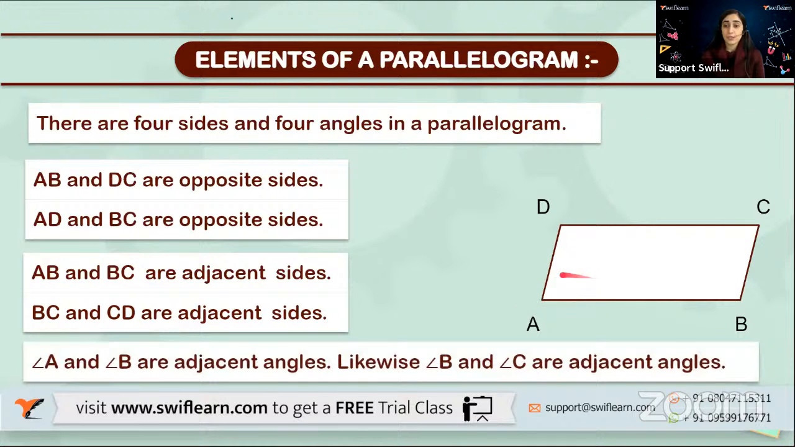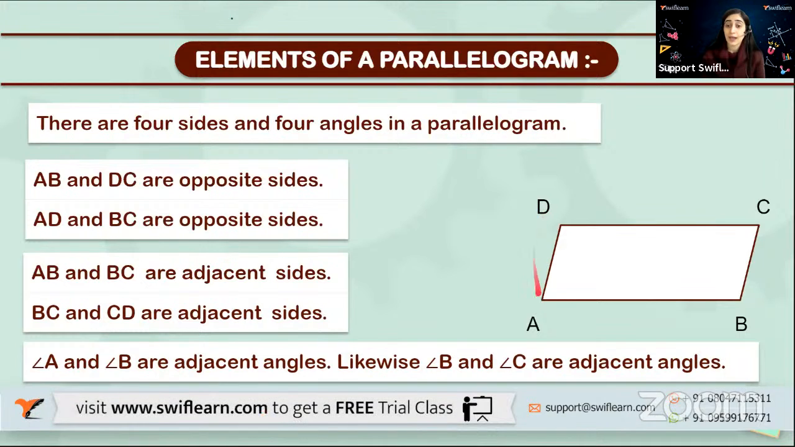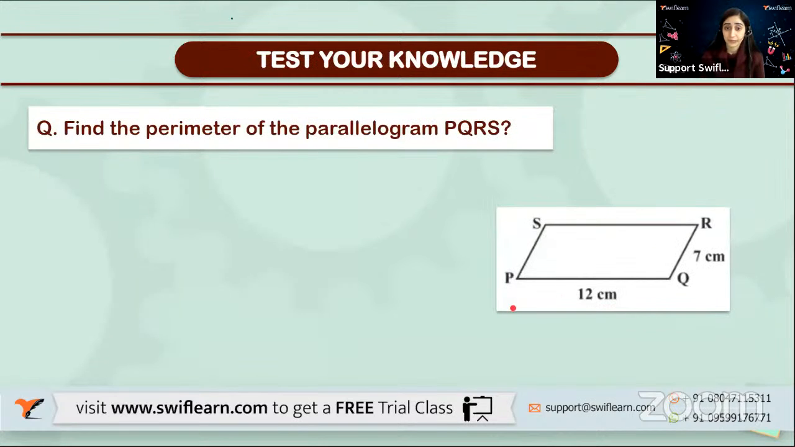Okay. So angle A and angle B are adjacent angles. They are just next to each other. So we call them adjacent angles. Similarly, angle B and angle C are adjacent. Angle C and angle D are adjacent. And angle A and angle D are adjacent angles. Whereas angle A and angle C, what are they? They are not adjacent. They are opposite. They are on the opposite side. So we call them opposite angles.